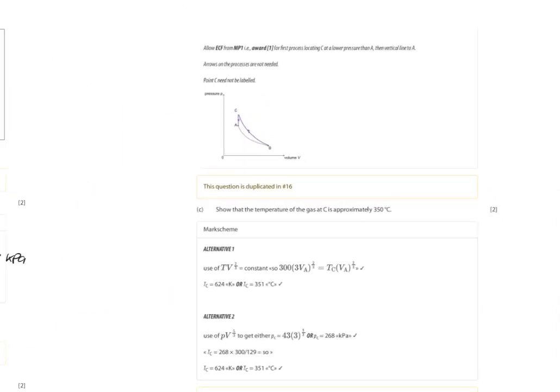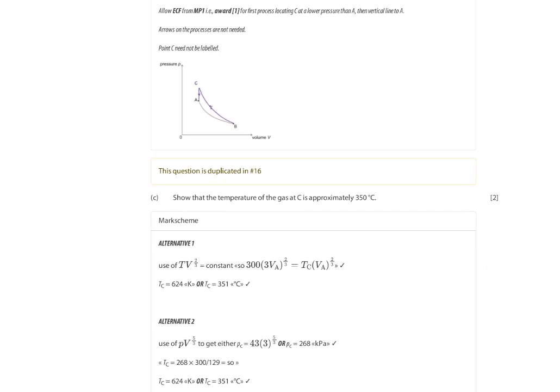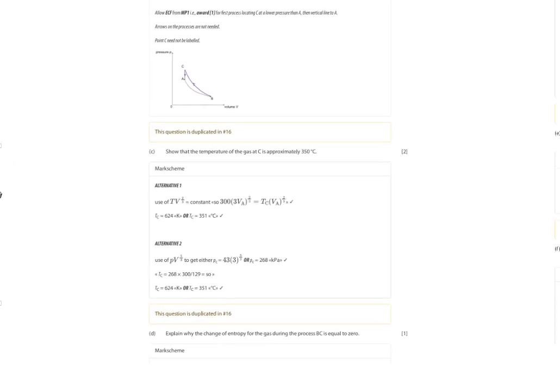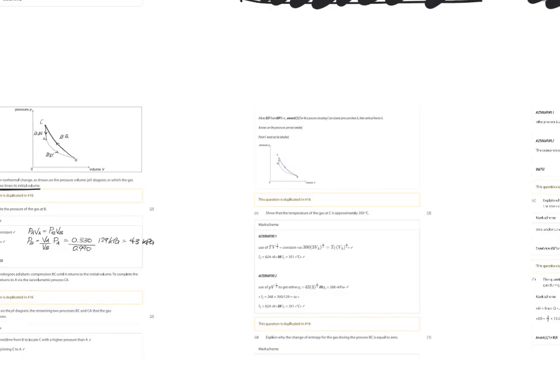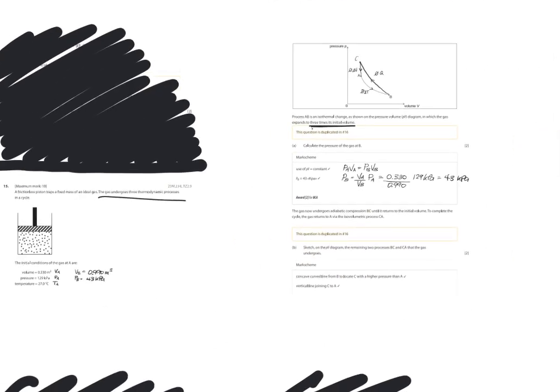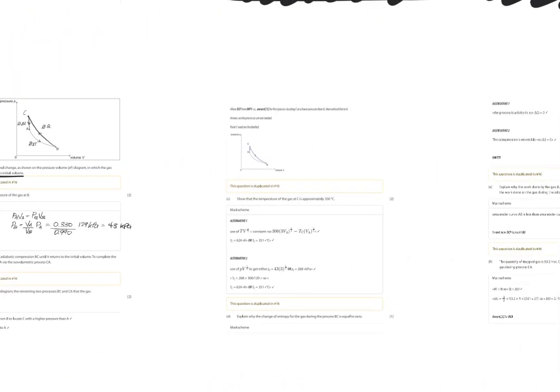Alright, that was B. Then what is C? There's the answer. Oh, they used a different color. That's interesting. Then C, showed that the temperature of the gas at C is about 350 Celsius. And then for C, so that is an adiabatic process from B to C. Do we have the temperature at B? We don't, but we have the volume and the pressure, so we're going to have to calculate the temperature.